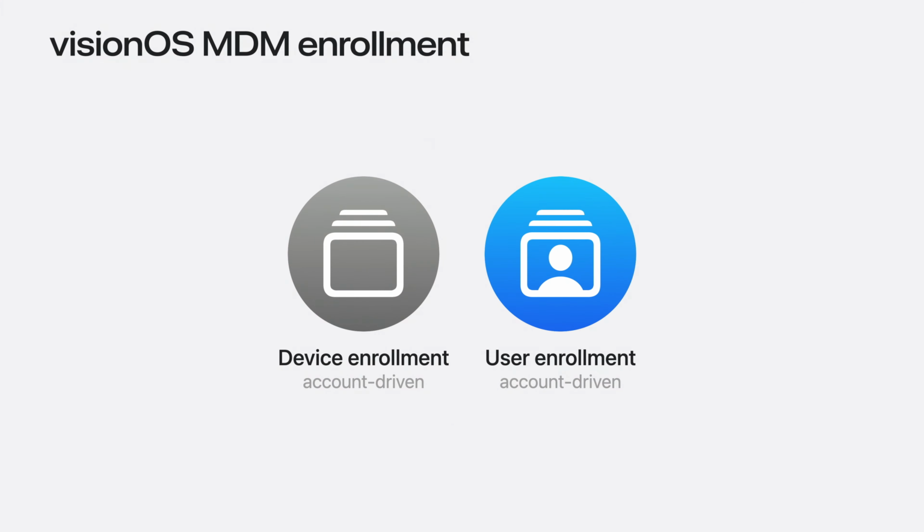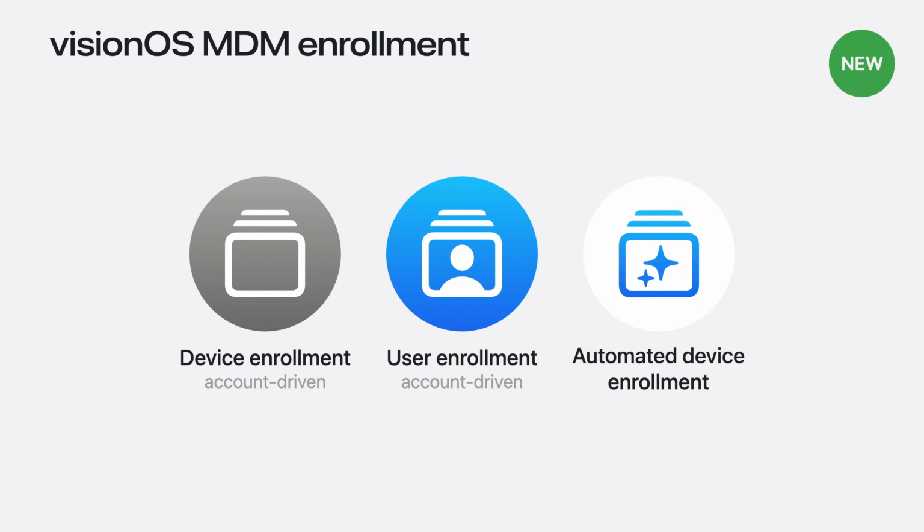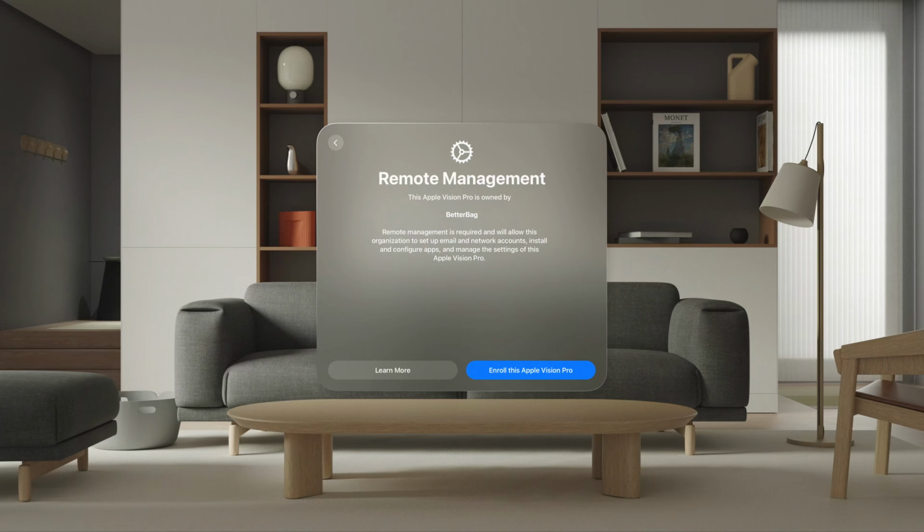And, as we mentioned earlier, visionOS 2.0 adds a third enrollment type. For organization-owned devices, automated device enrollment can now be used for zero-touch deployments. Just like iPhone and iPad, this also enables supervision. During Setup Assistant, the user sees the new remote management screen. This screen explains the device is owned by the organization and prompts the user to complete MDM enrollment.